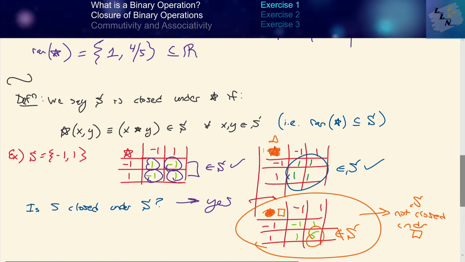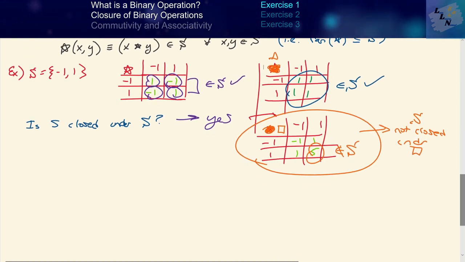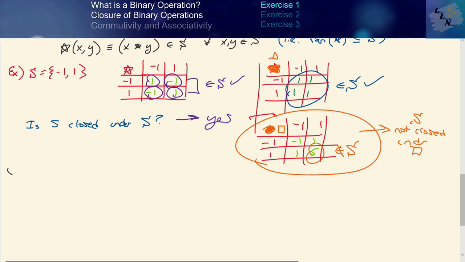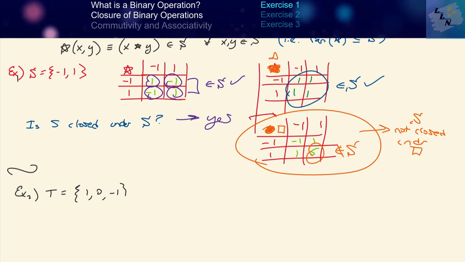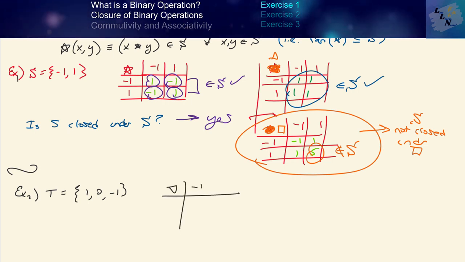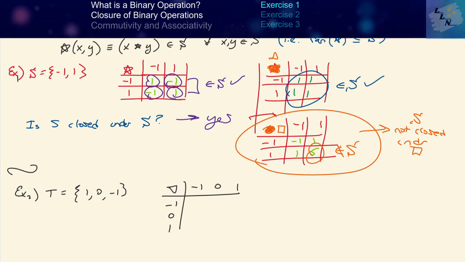Okay, so let's look at another example, because we've just been working with sets of size 2, but of course the sets can definitely be a little bit larger. So let's define the set T to be the set containing 1, 0, -1. And let's define what other kind of shapes do we have here. Let's do upside down triangle. So -1, 0, 1, -1, 0, 1.